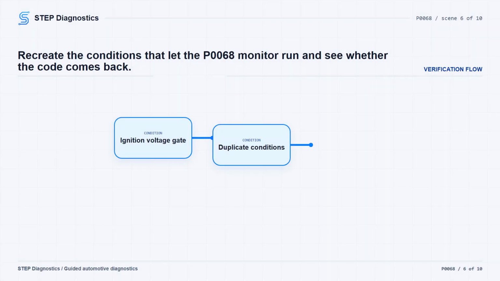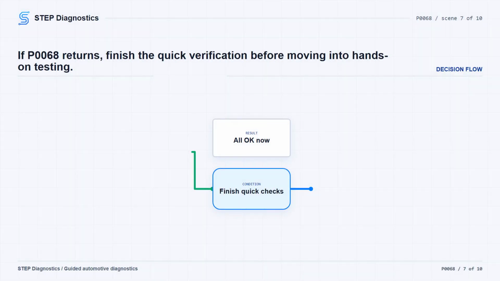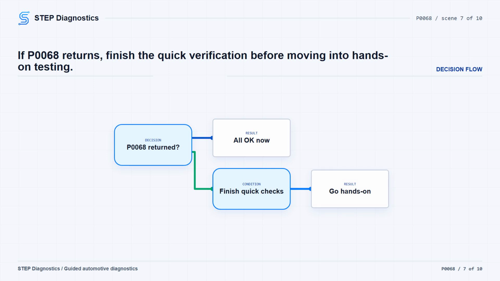Once those scan tool checks pass, reproduce the operating conditions for the monitor. For this fault, the monitor runs continuously once engine speed is greater than 800 RPM and ignition voltage is greater than 6.5 volts. Use the captured conditions if they help you duplicate the event. Then verify whether P0068 resets. If it does not reset, the result is all okay at that point. If it does reset, move into hands-on circuit and system testing, but only after completing the verification checks first.